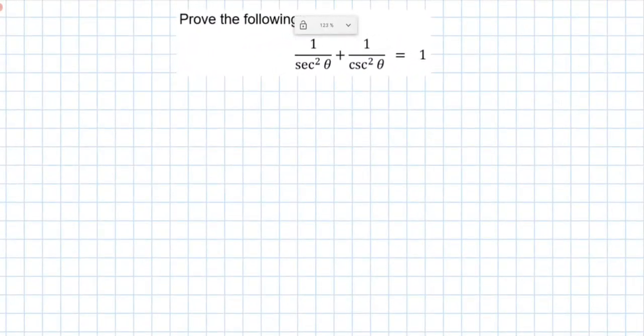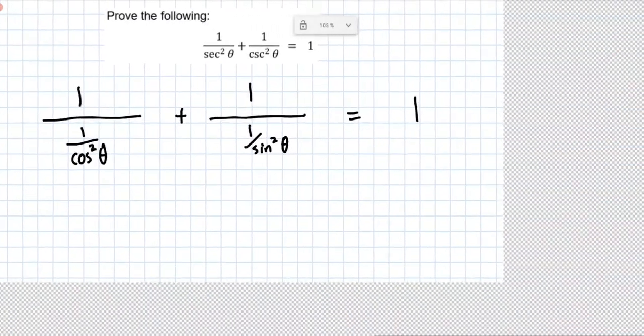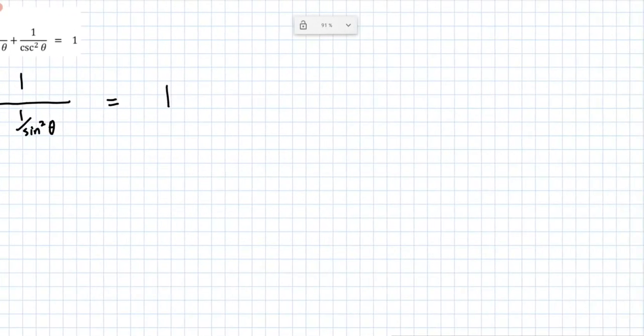And we'll go back to the proof. Okay, so we said that 1 over secant squared theta would be equal to 1 over cosine squared theta plus 1 over sine squared theta. And that's equal to our right side, which is 1. We haven't touched that. Okay, let me just pause here and show you guys a quick algebra trick that is really helpful in these proofs.